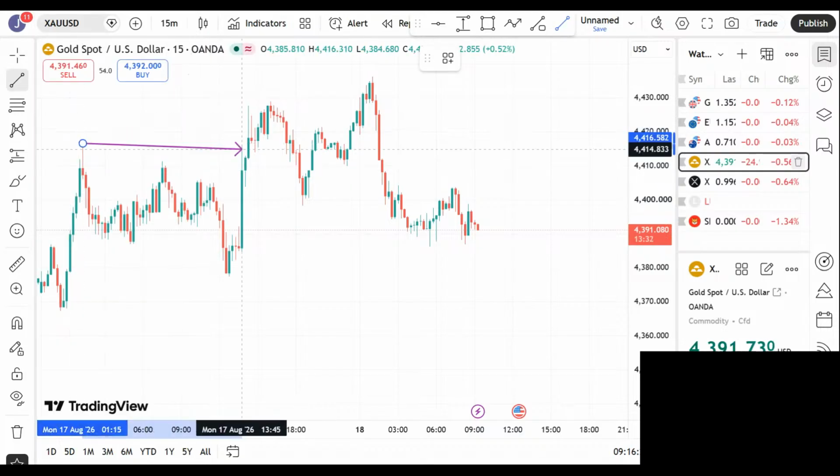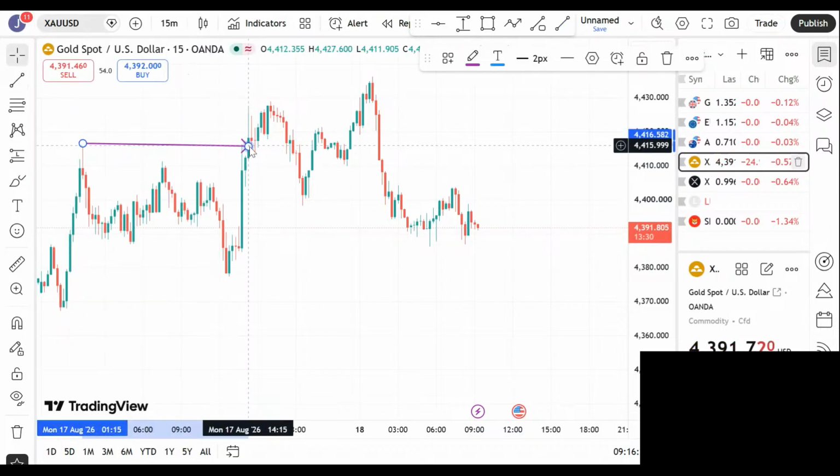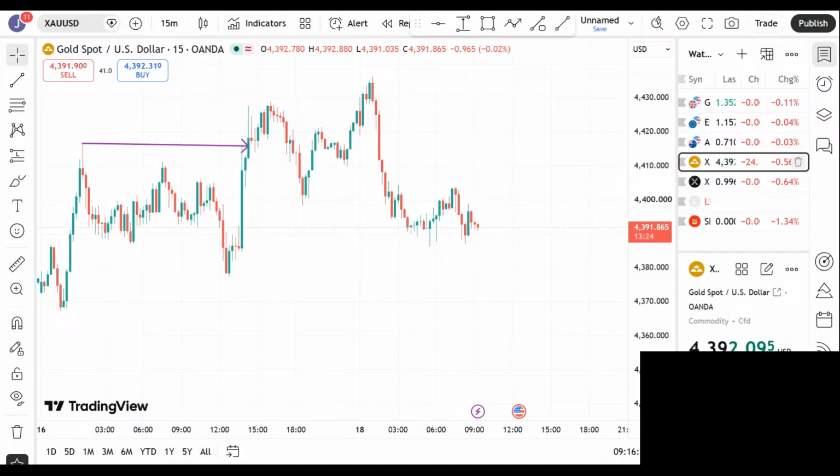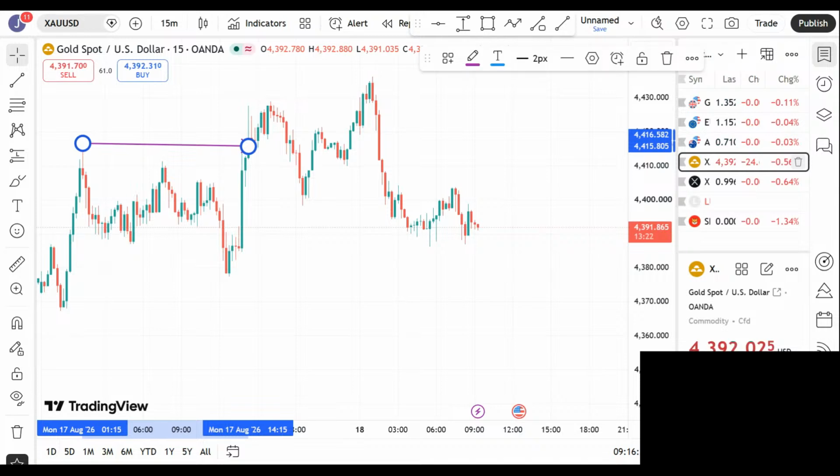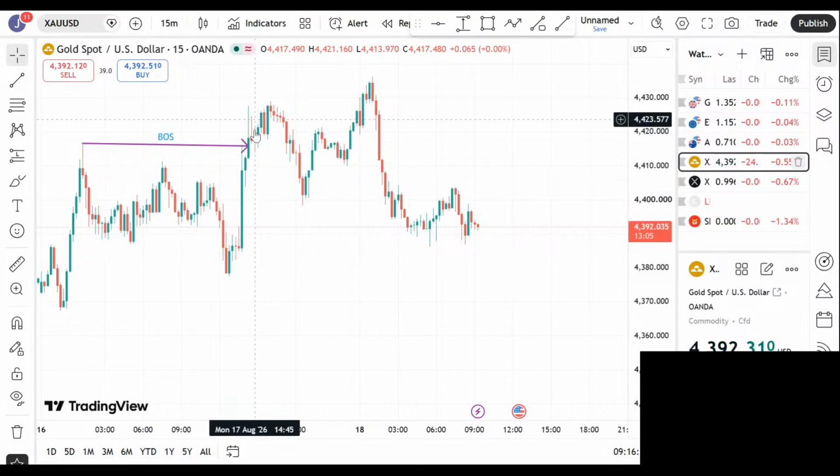So over here we can see that there is a break of structure here. The smart money concept is so easy. When you have a break of structure, we can just write BOS as the symbol for the break of structure. There's a break of structure there.